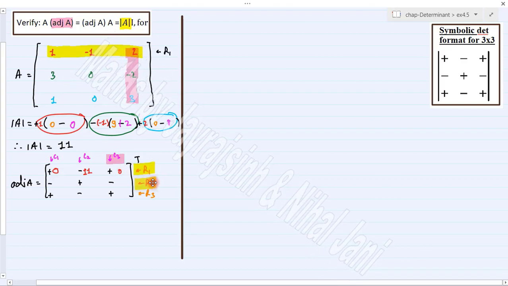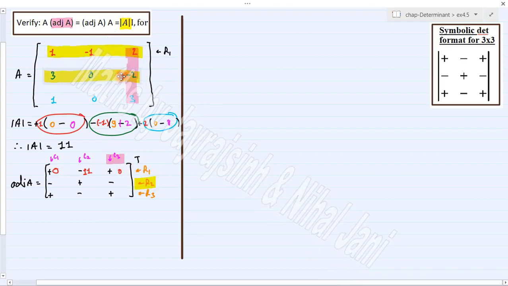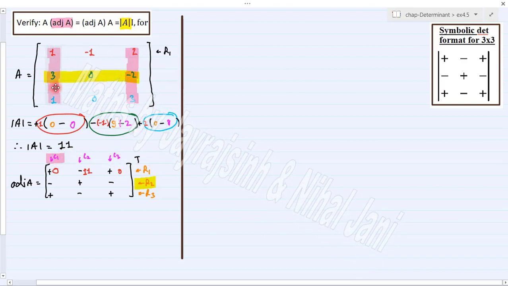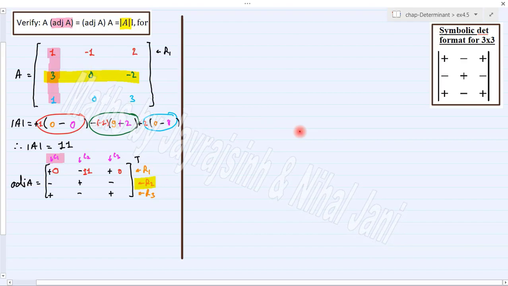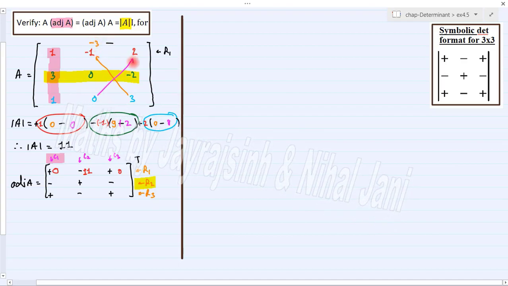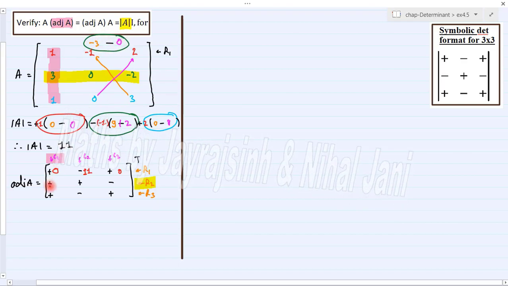Now let's try to get elements of second row. The first element is in first column. So ignore second row and first column and then cross multiply. 3 minus 1s are minus 3 minus 0 2s are 0. So we will get minus 3, or it will become plus 3.